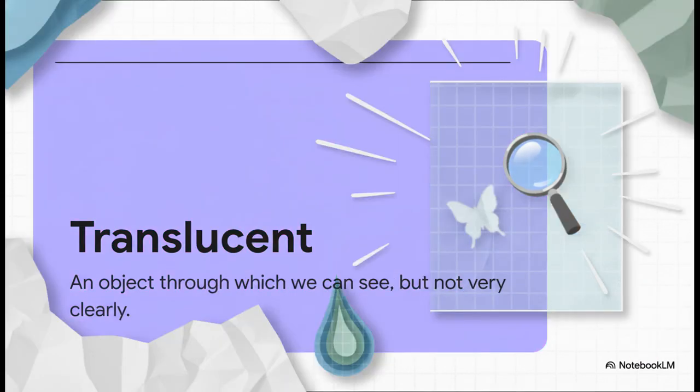Then, right smack in the middle, we have translucent objects. These partially block the light and give us a sort of fuzzy, blurred view of what's behind them. So some light gets through, but it gets scattered on the way. Frosted glass or a thin piece of paper are great examples of this tricky middle ground.